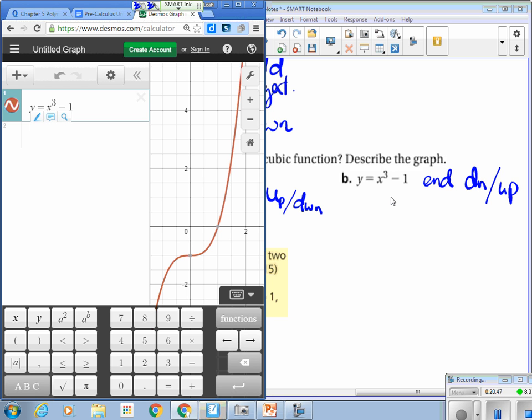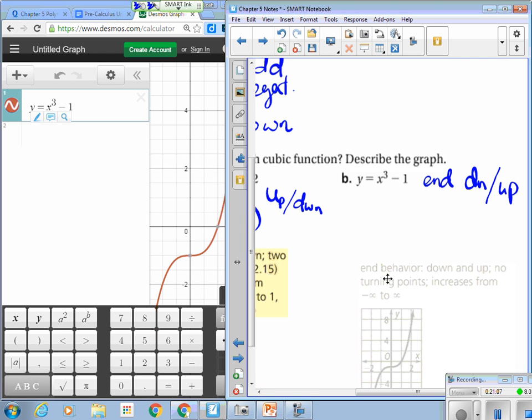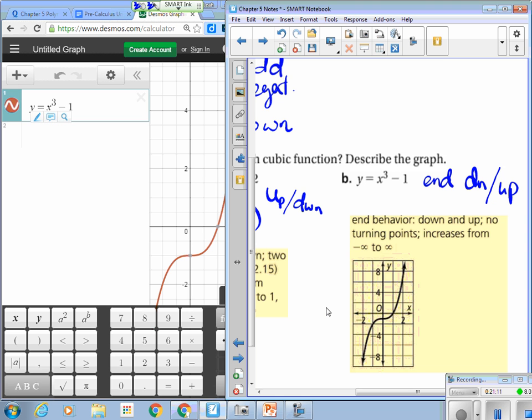We have no turning points, because we are increasing forever and ever, from negative infinity to positive infinity. We're just keeping on getting bigger. It's awesome. It is shifted down 1. So instead of going through the origin, it goes through (0, -1). And that's all we can say about that function.